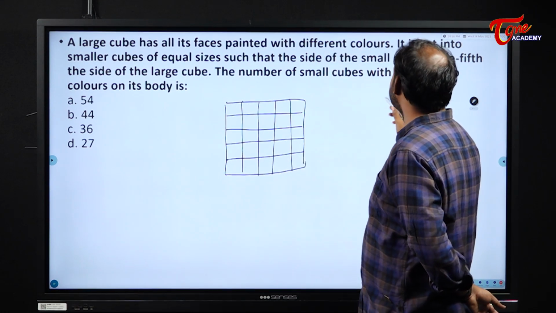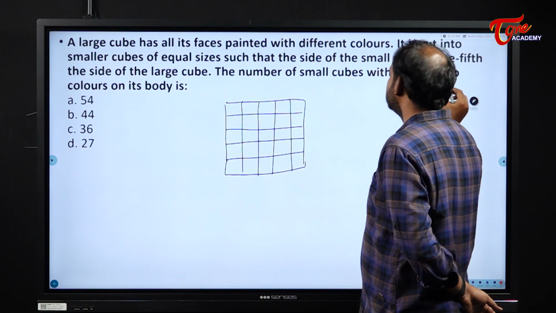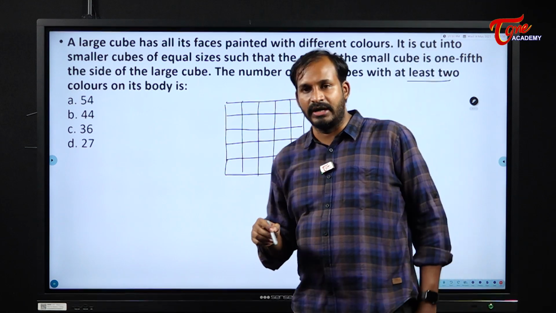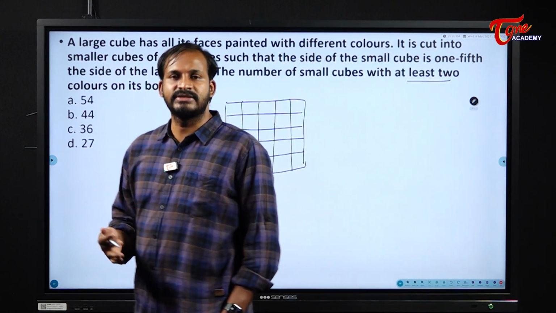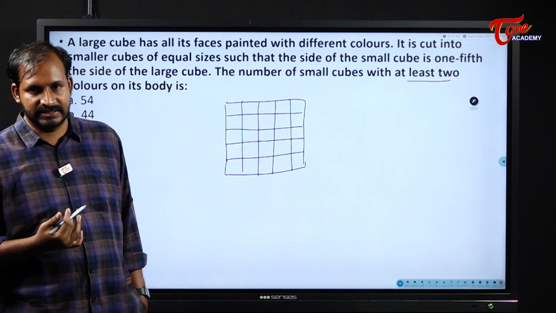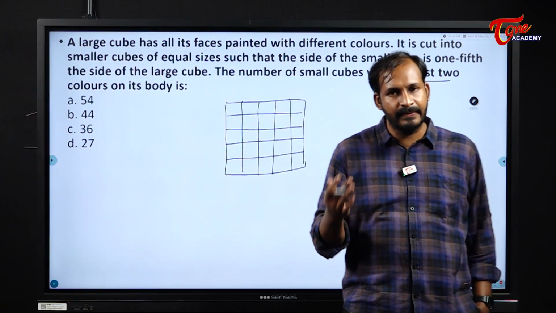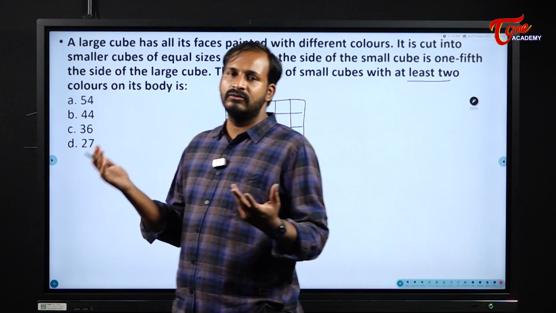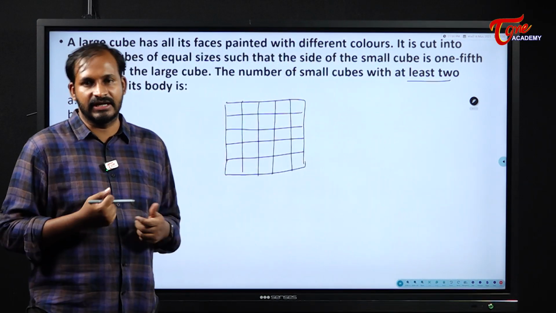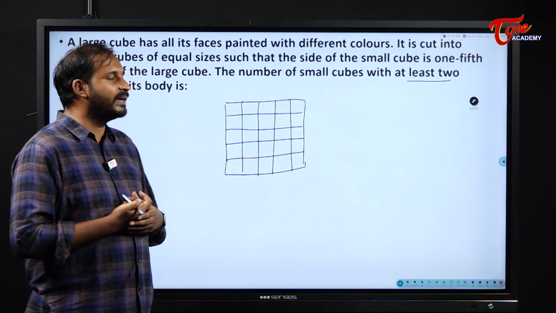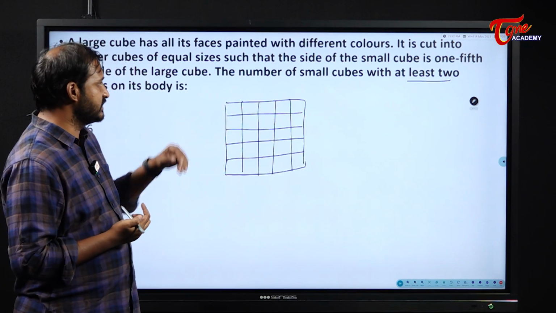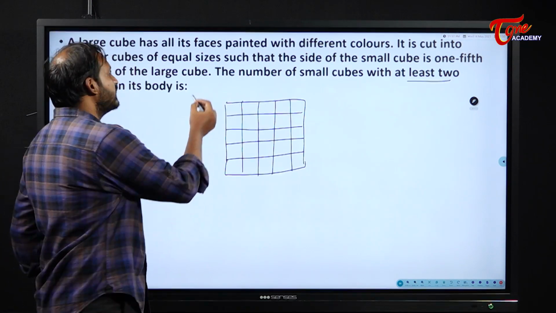Okay, then the number of small cubes with at least 2 colors on its bodies. Tell me, see, all the 6 faces are painted with 6 different colors. And they are asking us with at least 2 different colors. That means simple. Anyway, the edge cubes will have different colors only. So, which cubes will get paint on 2 faces? At least 2 faces. At least 2 colors on its bodies.